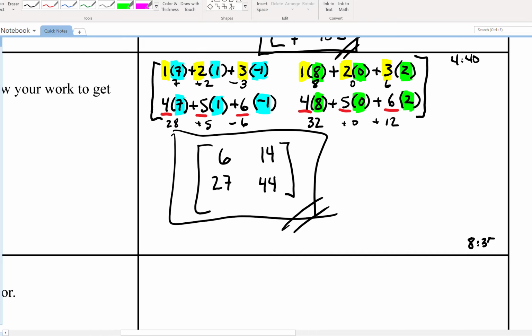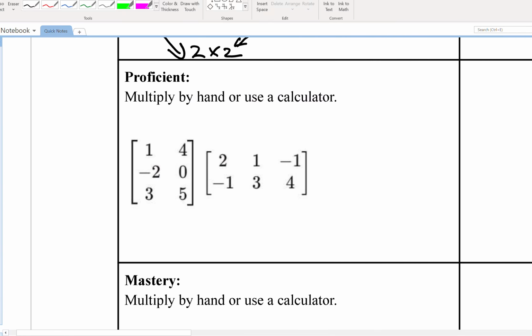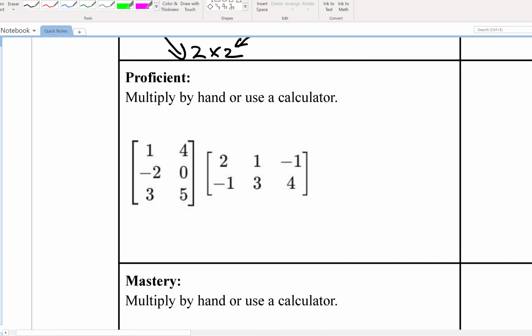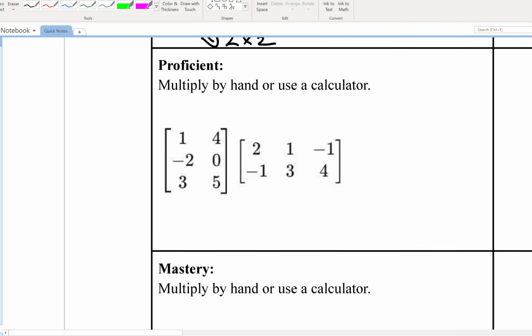All right. So in this next one, it tells us we can multiply by hand or use a calculator. I'm going to call this matrix A, and we're going to be multiplying it by this matrix, which we're going to call B. I'm going to use a calculator to show you how to do this.